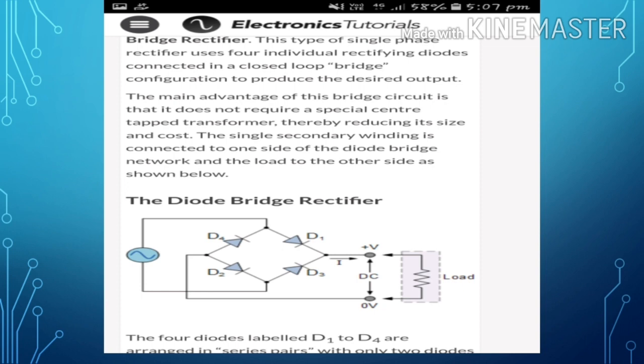In a bridge type rectifier, 4 diodes D1, D2, D3 and D4 are used. Here no center tapped transformer is used, thus we can reduce the size of the electronic circuit. So in this type of rectifier, during the positive half cycle of the input signal, D1 and D2 are conducting, then D3 and D4 are off.